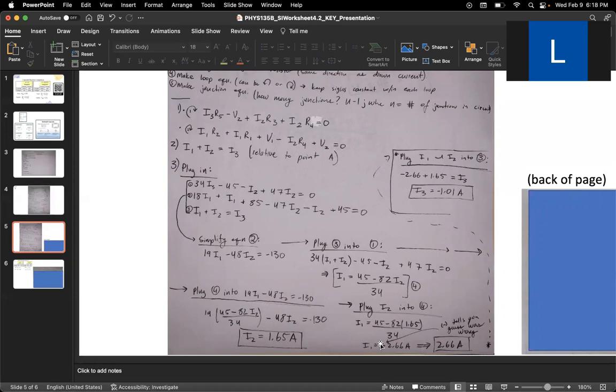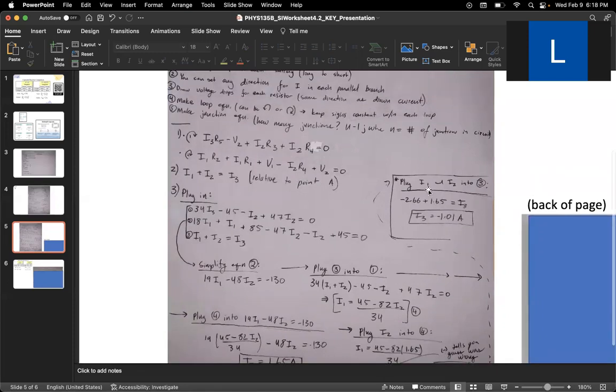Like, the reality is the current's going the other way. I would say just make a small note of that and make sure you write it as positive. And same thing here, except that, oops, get the negative there. You're just going to plug I1 and I2 into equation 3, and you're going to write your value as a positive. Notice I plug in the negative right there.